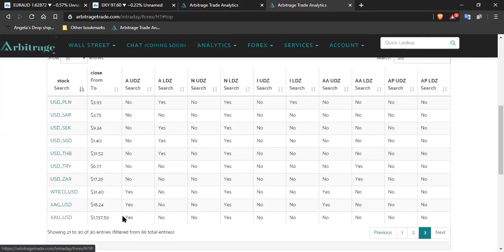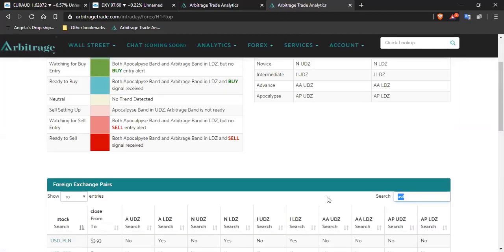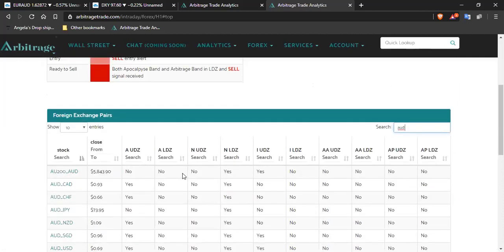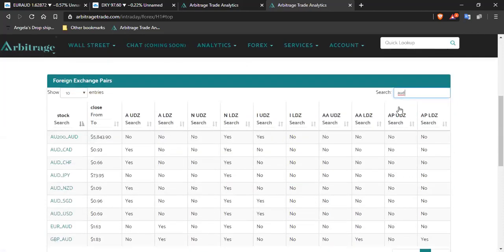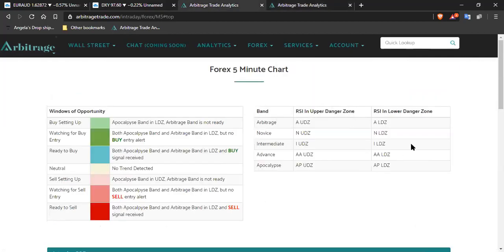Oil, gold, and silver all are at the upper danger zones. So that's good confirmations. All right. Let's go to our second currency pairs. Or not second, but you know what I mean. AUD pairs.